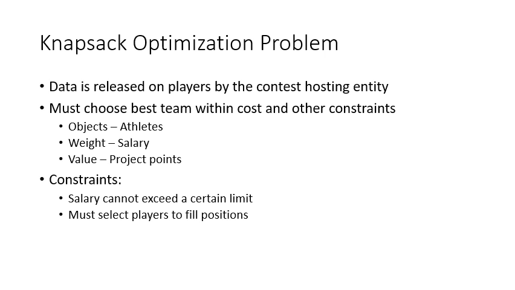So the challenge with choosing an optimal team can actually be modeled as a knapsack problem, and there are a lot of parallels here. But the challenge is to choose the best team within the cost constraints and a few other constraints. So for this example, the objects would be athletes, the weight would be their salary, and the value would be projected points. One constraint is salary cannot exceed a certain limit, and you also must select players to fill certain positions and cannot exceed a certain number of players in each position.